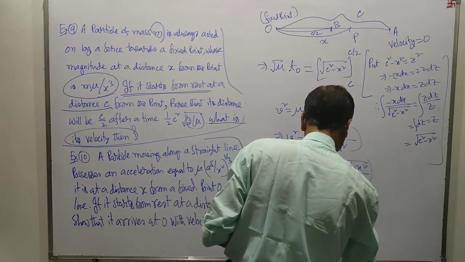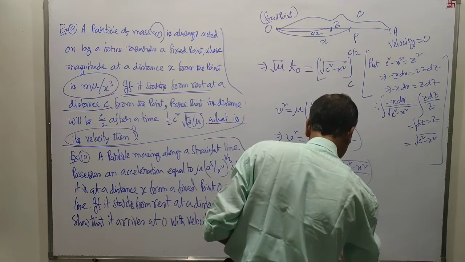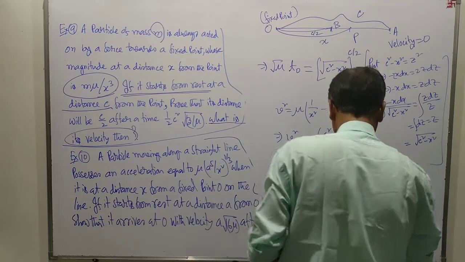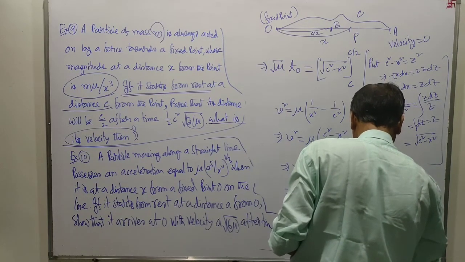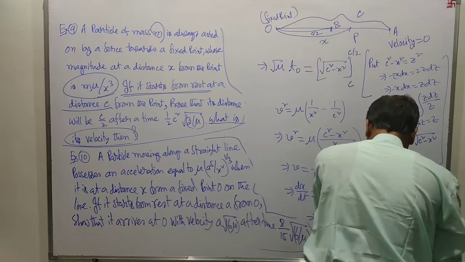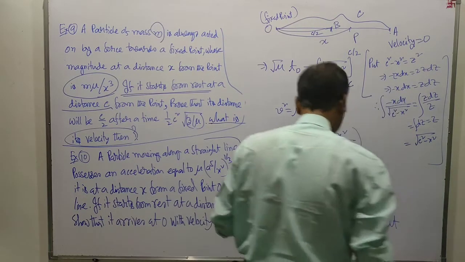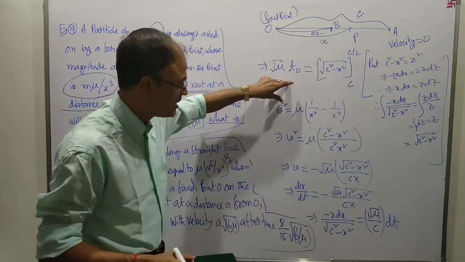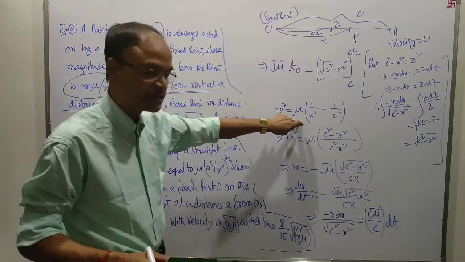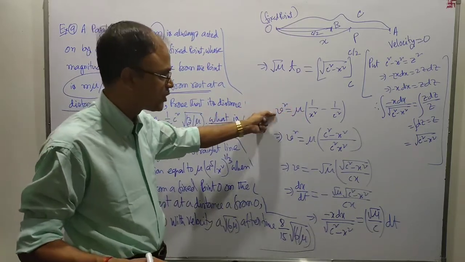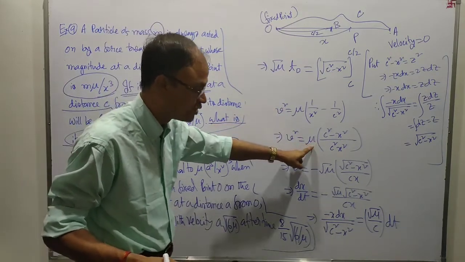Yes. Minus x dx divided by root over c square minus x square equal to... I wrote root mu dt, but it should have been root mu divided by c dt. Rewrite this one. From this, v square is equal to this. We got this equation. After that, I wrote this one.